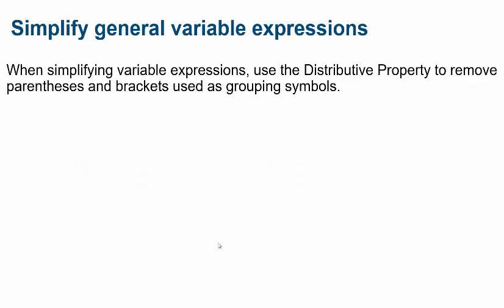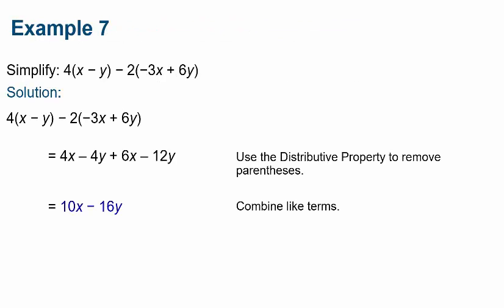Okay. Let's end now by talking about simplifying general variable expressions. When simplifying variable expressions using the distributive property, remove parentheses and brackets used as grouping symbols. So what we want to do with this example is work this crazy one here, where I distribute, get rid of the parentheses, and then combine like terms. Okay, so I want to simplify 4 times x minus y minus 2 times minus 3x plus 6y.